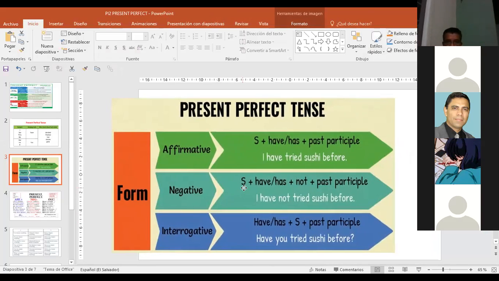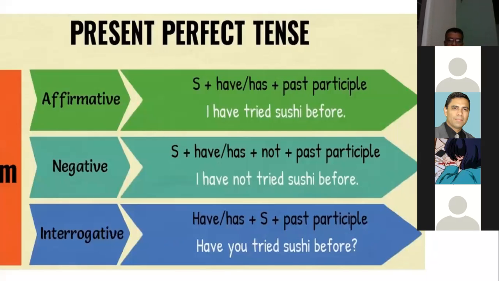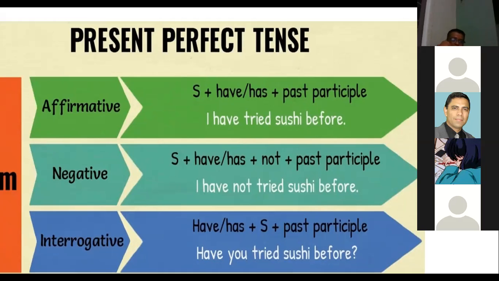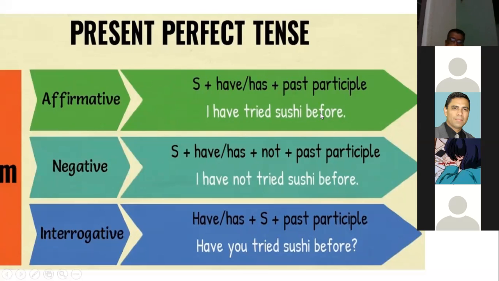And this is the formula. For the affirmative, we use the subject, in this case, I, the helping verb have, or has, depending, but in this case, since I'm talking about I, I say I have. And the main verb, try, is in past participle, tried. And then we have the complement. I have tried sushi before. Yo he probado el sushi antes, ¿verdad?